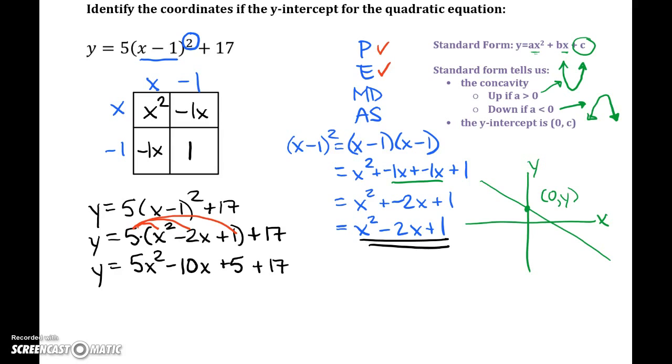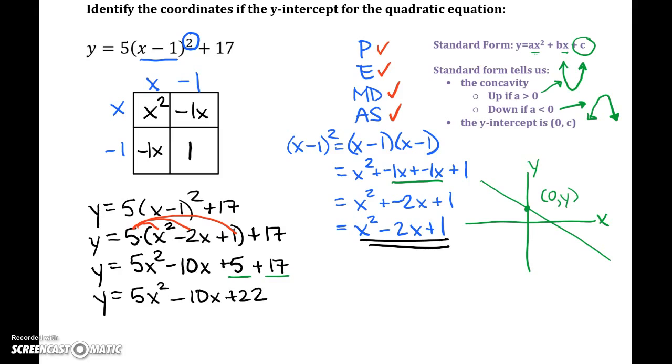So now going back to our order of operations, we've taken care of any multiplication and division. So now we have to do any addition and subtraction that we can. So we need to look for any like terms. In our last step of the equation down here, the only like terms that we have are the 5 and the 17. So when we add 5 and 17, we are going to get 22. So now we have 5x squared minus 10x plus 22.